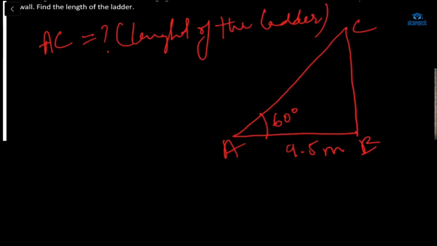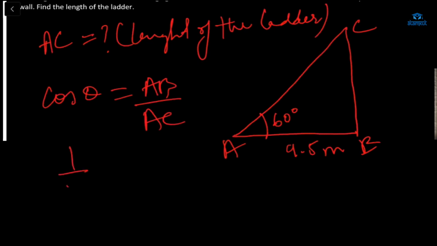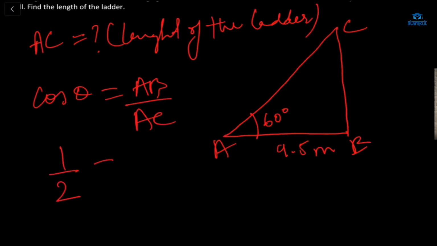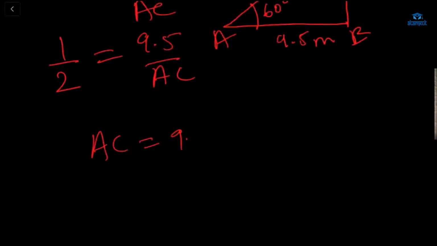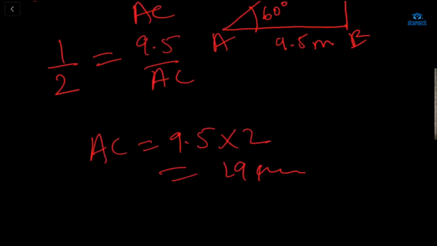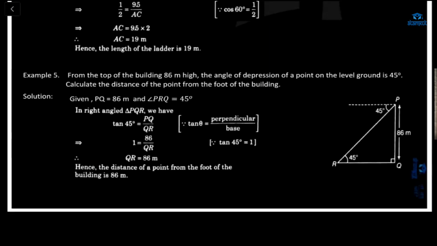So we are going to use cos theta is equal to the base upon AC. Okay. So cos 60 degree will be 1 upon 2, and this will be 9.5 upon AC. Okay. So AC will be 9.5 into 2, which is 19 centimeter, 19 meter, sorry. 19 meter. Okay. Now, similarly, last question.